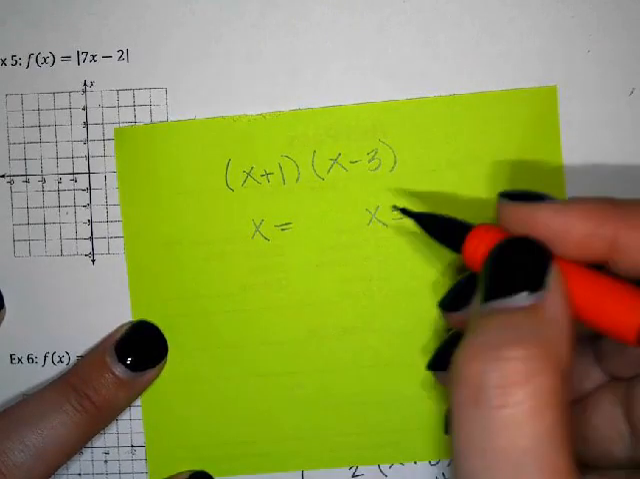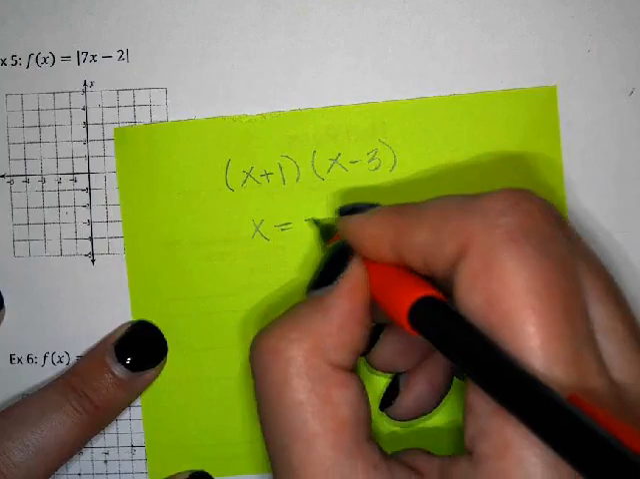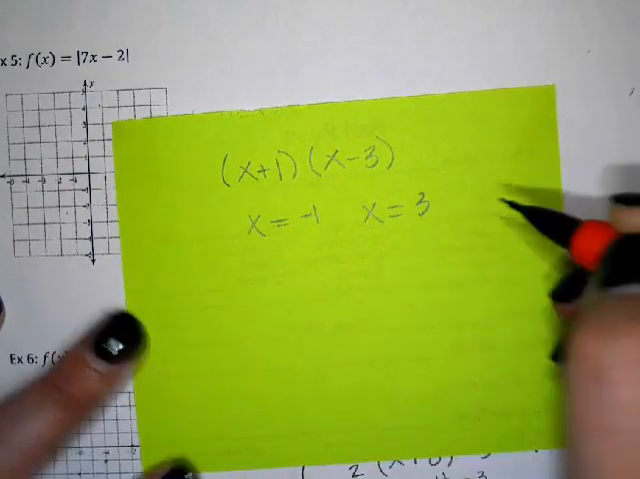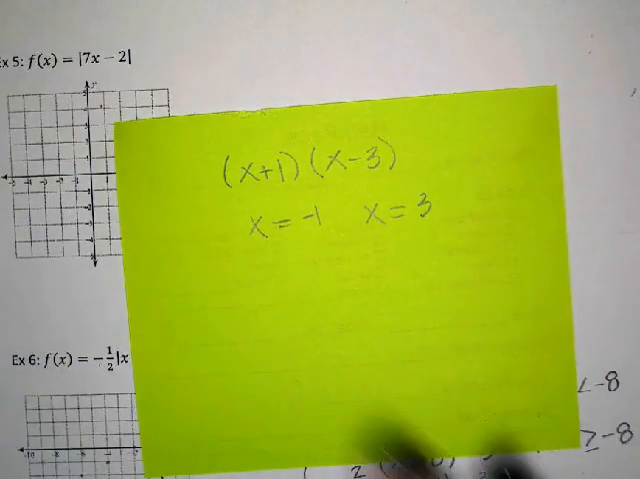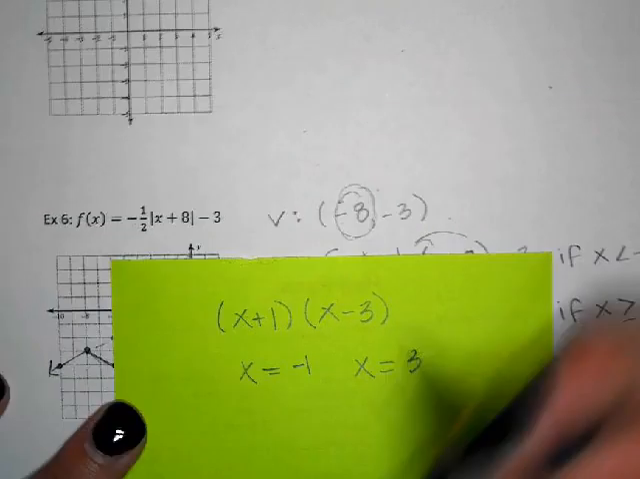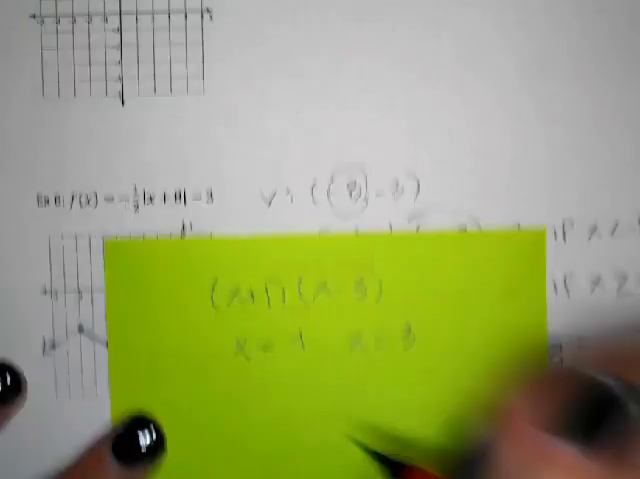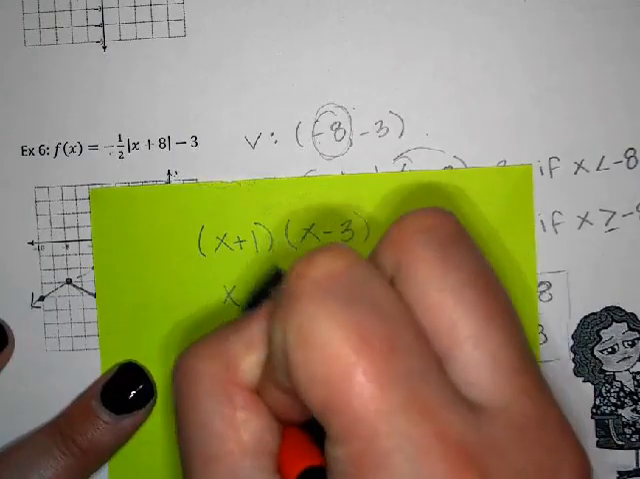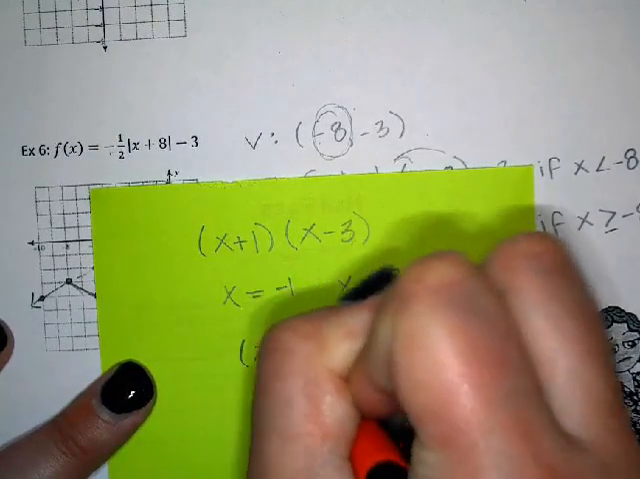Yeah. Negative 1 and positive 3, because they're the opposites, right? So when you find the vertex, you're finding the opposite of the inside. Okay, but it's kind of like factoring. It's the opposites, okay?